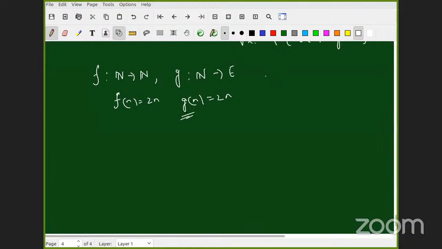Okay. Now say whether f is equal to g or not. If f equals g, say yes. If f is not equal to g, say no. Quick.